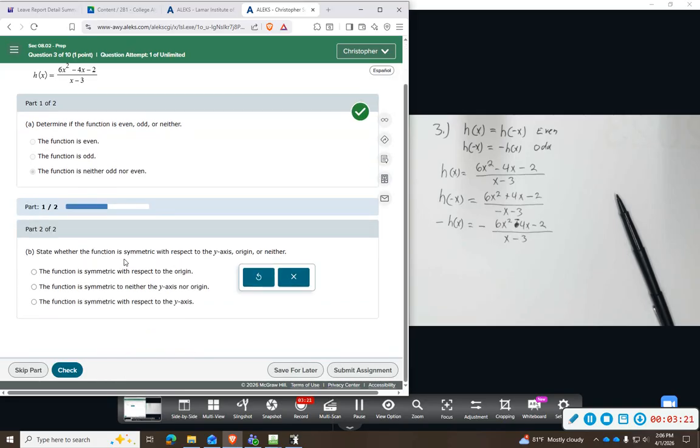And then since it's neither even nor odd, say the function is symmetric with respect to the y-axis. B, the function is symmetric to neither the y-axis nor the origin.